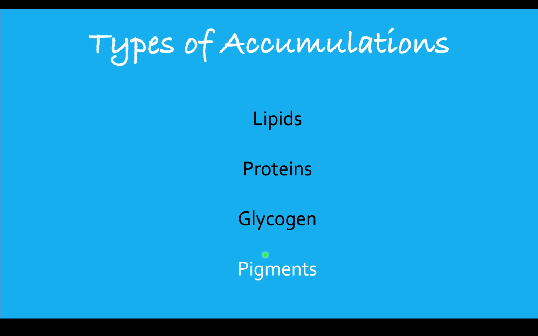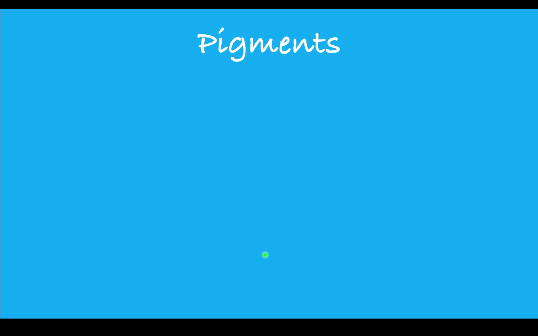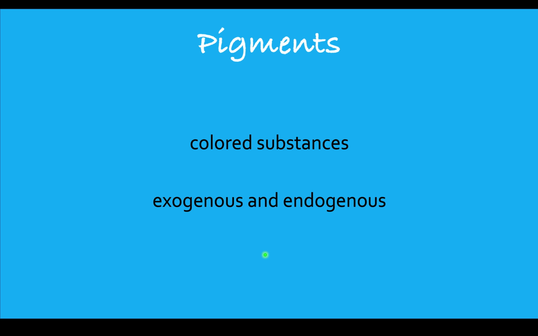And then lastly, the pigments. There are two main types of pigments, and pigments are just colored substances, right? The two main types are exogenous and endogenous. We're going to talk about the exogenous first. I have two examples of this for you. The first one is carbon.